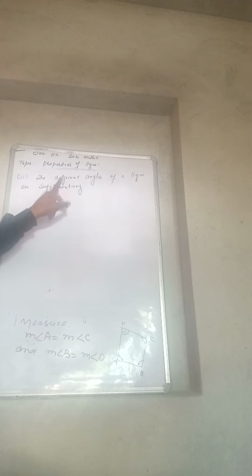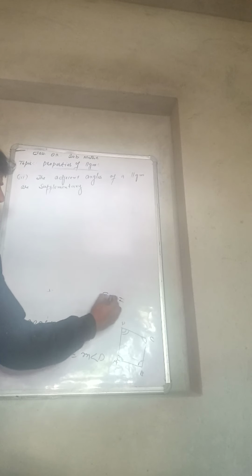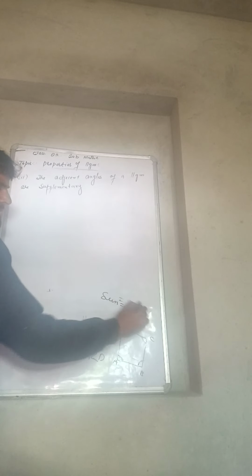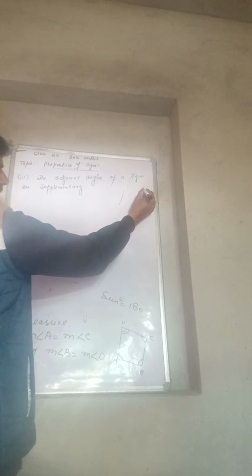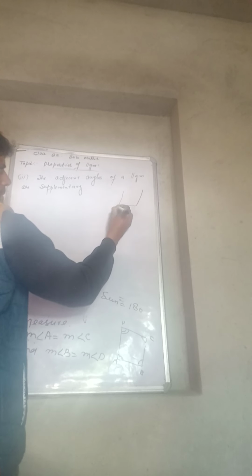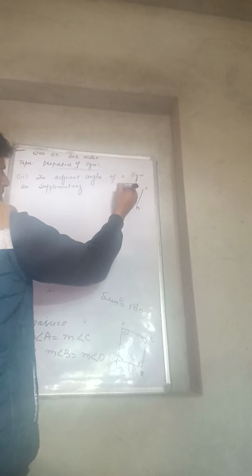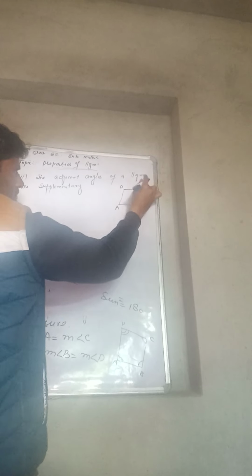Supplementary, we know, means two angles are said to be supplementary if their sum is 180. Sum equal to 180, then the two angles are said to be supplementary. The adjacent angles in a parallelogram. Let's draw once again a parallelogram ABCD. This is a parallelogram ABCD.